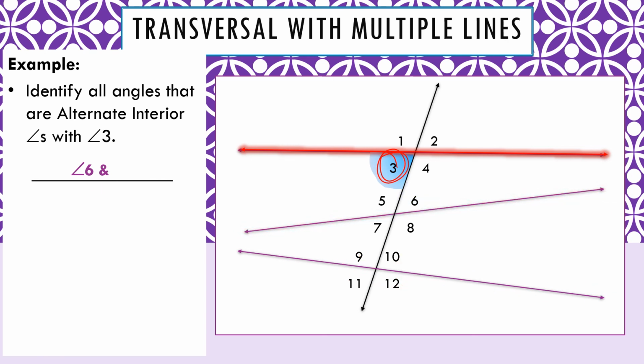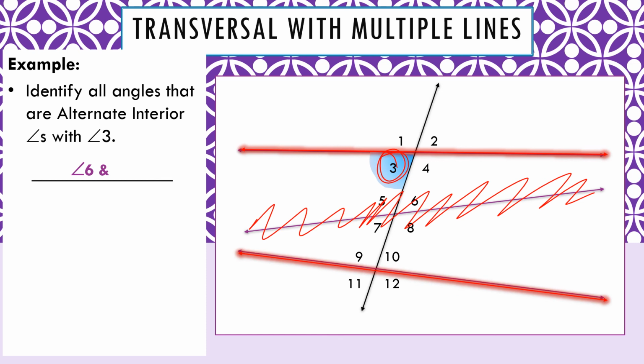Then we want to think about, okay, now we're going to scratch this guy off here and only deal with the bottom part. So alternate interior, we're not using this. Inside would be 3 and 10. Would be alternate interior angles.